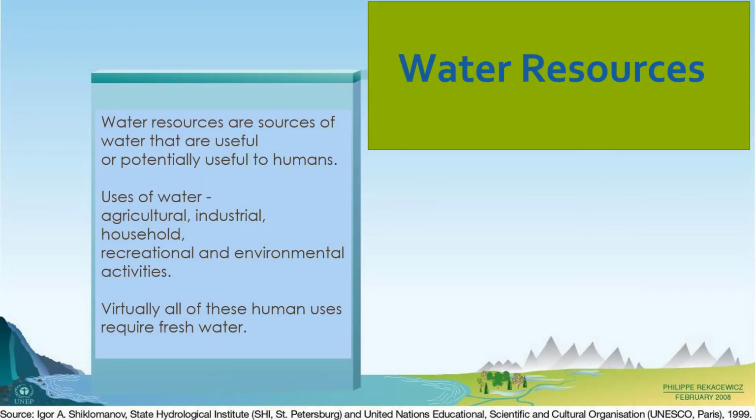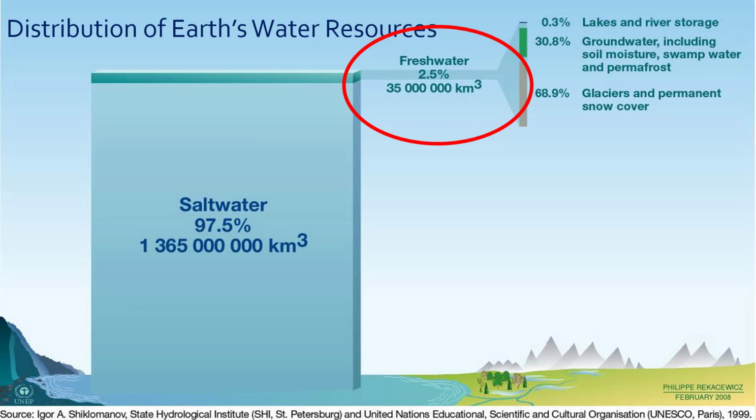Okay, moving on to water resources. We're all familiar with it. It's the primary ingredient necessary for life. It's the key ingredient necessary for life. And so water resources are useful or potentially useful to humans. Also, it is one of the things that makes life possible on our planet. The human use of water can be divided up into agricultural needs, industrial needs, household needs, recreational, and environmental. And all of these require fresh and clean water.